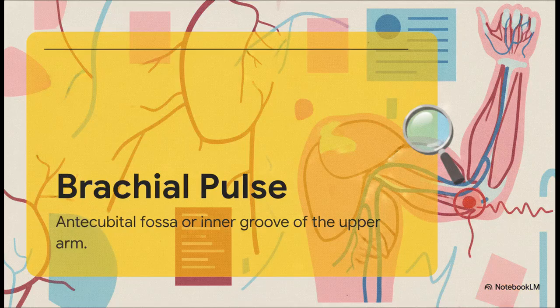All right, shifting our focus down the body, we arrive at the arm and the brachial pulse. You'll find this one in the antecubital fossa, that is just the fancy medical term for the inner groove of the upper arm, right there at the crease of your elbow. If you've ever had a physical, I guarantee you are very familiar with this spot.